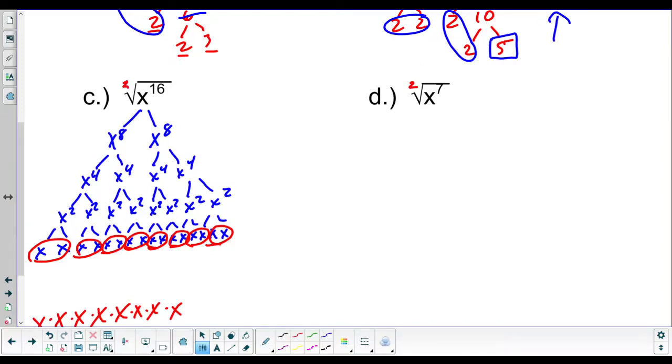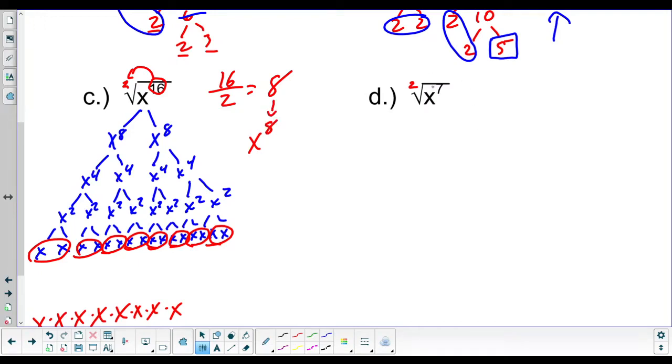Okay. So all you have to do to simplify this the fast way is you divide the exponent of the variable by the index. So 16 divided by 2 is 8. So you're going to have x to the power of 8 outside.